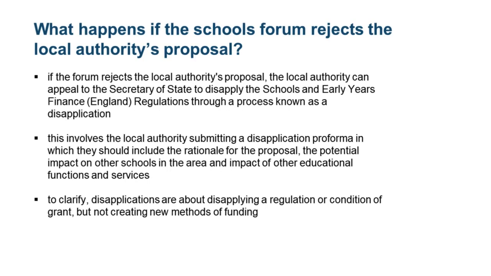So what happens if the schools forum rejects the local authority's proposal? If the forum rejects the local authority's proposal, the local authority can appeal to the Secretary of State to disapply the schools and early years finance regulations through a process known as a disapplication. This involves the local authority submitting a disapplication form in which they should include the rationale for the proposal, the potential impact on other schools in the area, and the impact on other educational functions and services. But to clarify, disapplications are about applying a regulation but not creating new methods of funding.